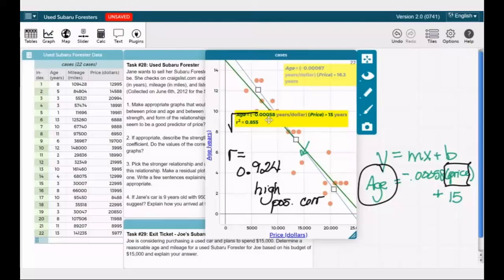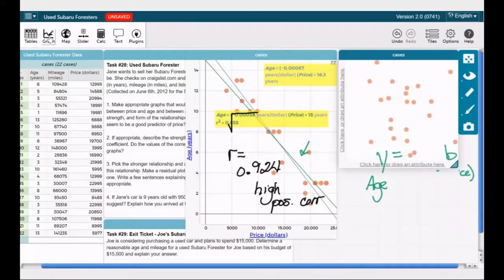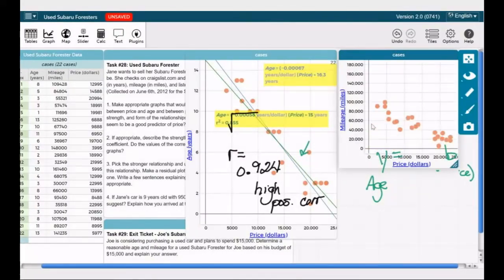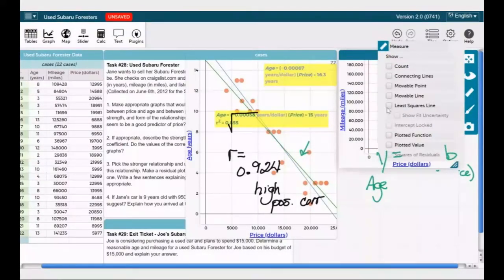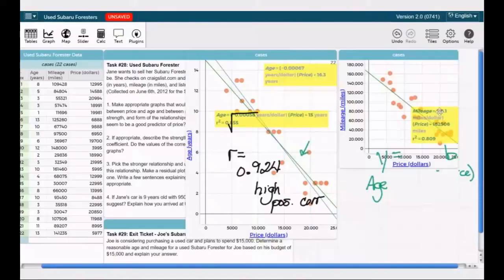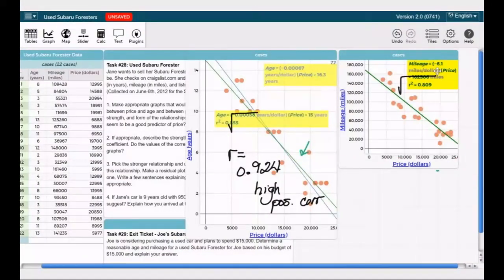What do we have? 2 minutes left. Did anybody already do the graph that has the other variables on it? Did anybody do price and mileage? Price, mileage, and let's do a line of best fit. Least squares line, not line of best fit. Least squares line. Okay, take a look at this R squared value. R squared is 0.809. Somebody take the square root of that.